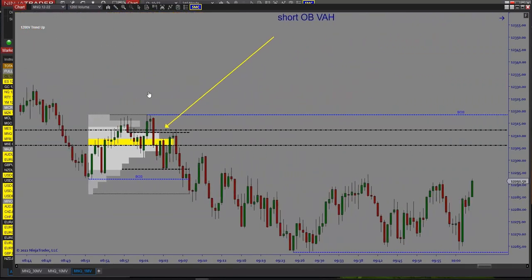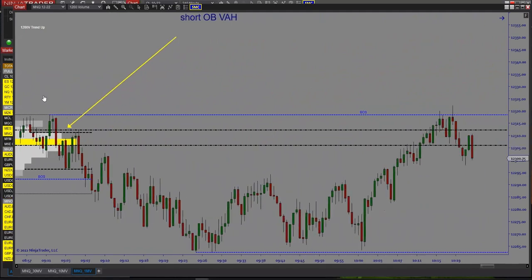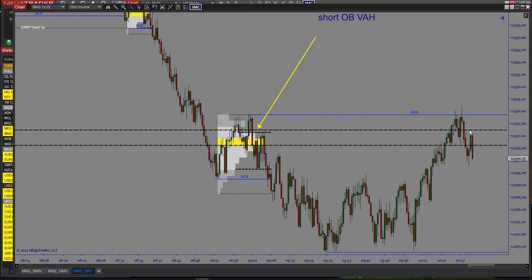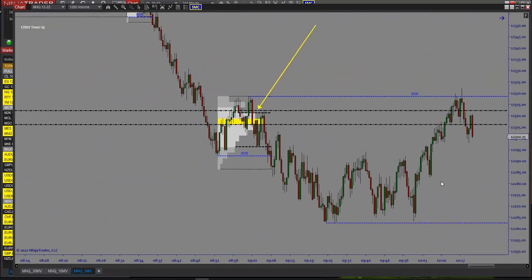So they never did get back up there. Maybe they did. See, they did test the order block here, but look how they came back into that. They came right back up into that order block right up here. And so where would the target be for this?